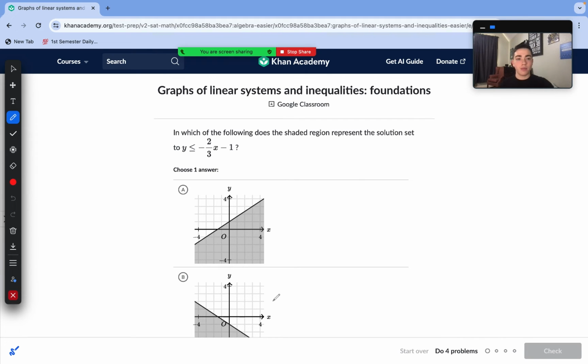Due to the point where we are in the Khan Academy digital course, this video is going to contain both the foundations and the medium difficulty level of this skill. That way we can complete the graphs of linear systems and inequalities skill today, and then we can move to our unit reviews in future videos.